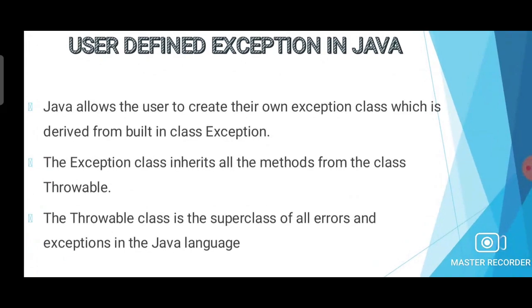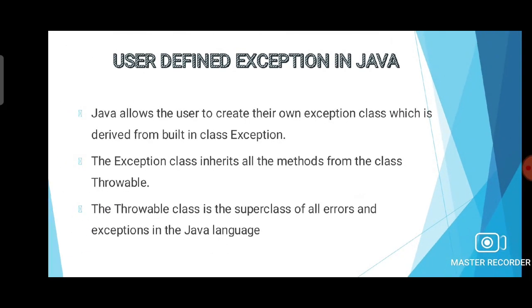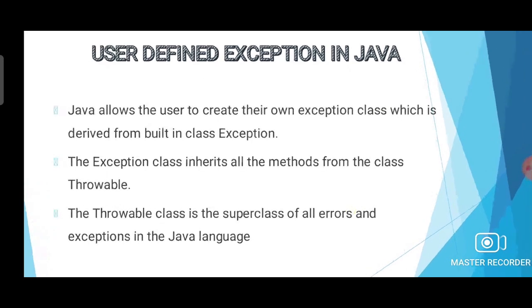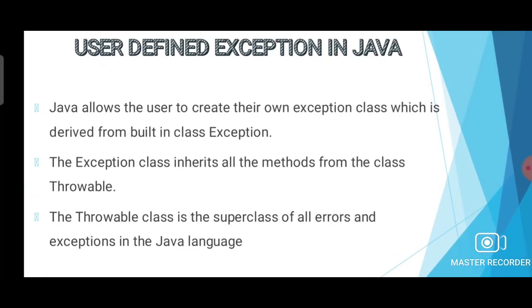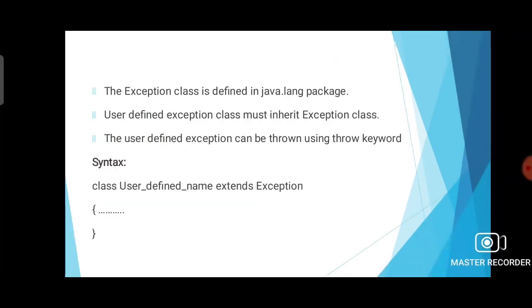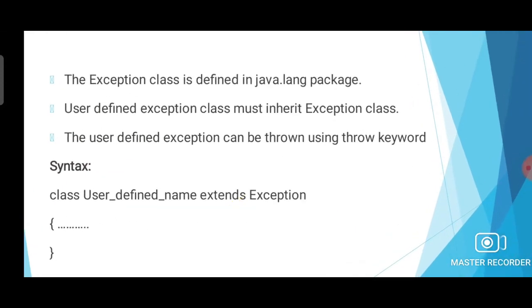The Exception class inherits all the methods from the class Throwable. The Throwable class is the superclass of all the errors and exceptions in the Java language. The Exception class is defined under the java.lang package. So when we create our own exception in our program, it must inherit the Exception class. The user-defined exception can be thrown using the throw keyword.